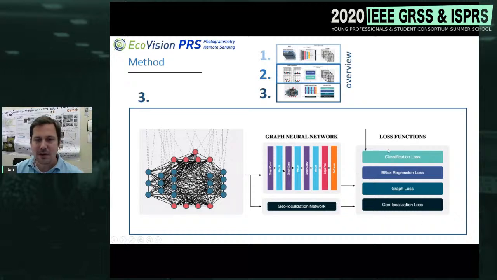And then we get quite many loss functions that all make up the final loss. We have the classification loss to detect the tree. We have the bounding box regression, which fits the bounding box size to the tree. We have the graph loss to get rid of those edges that are meaningless connections. And we have a geolocalization loss, which fine-tunes the position of the tree in geographic coordinates given all the different views on the same tree.